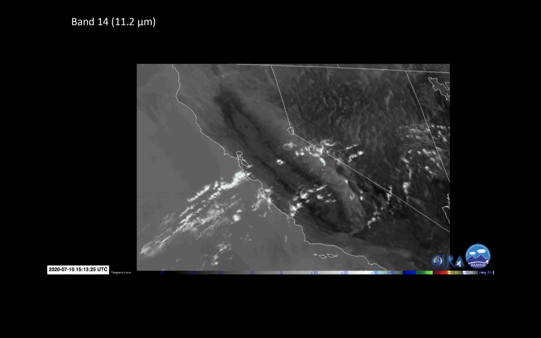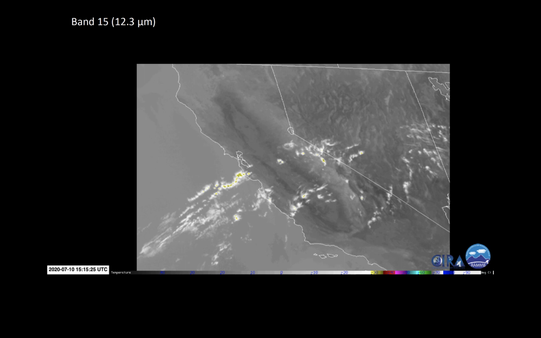Channel 14 is similar to 13, but experiences a little more absorption by water vapor at 11.2 microns. It can generally be used for the same purposes as channel 13, but the two together can be used to assess atmospheric water vapor concentrations. And finally, channel 15 at 12.3 microns also sits in the atmospheric window, but experiences a little more absorption by water vapor. The split window difference can be calculated using channels 13 and 15.